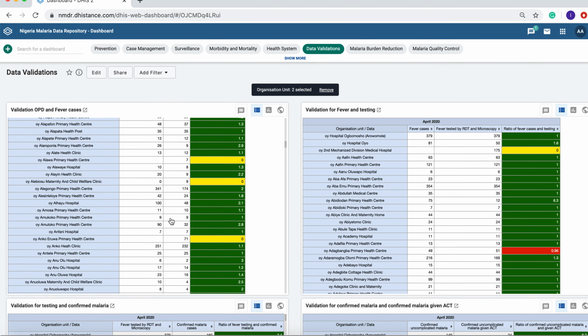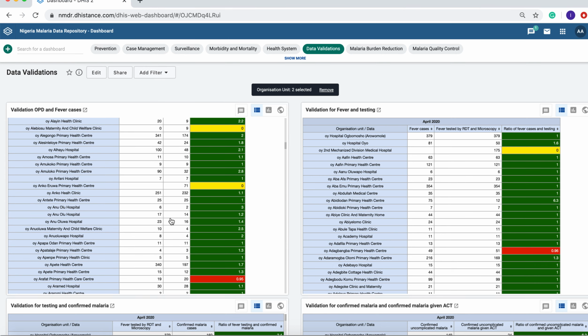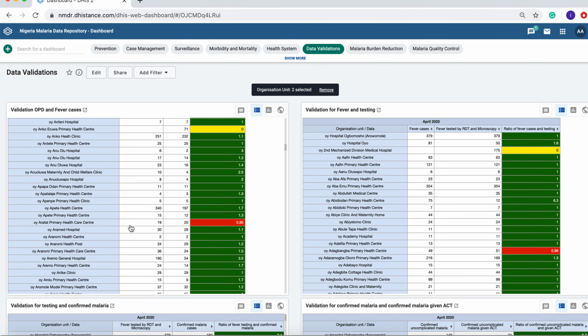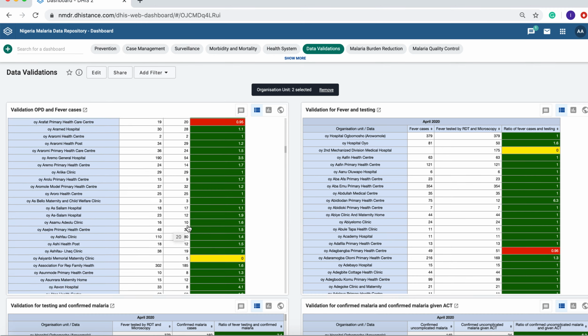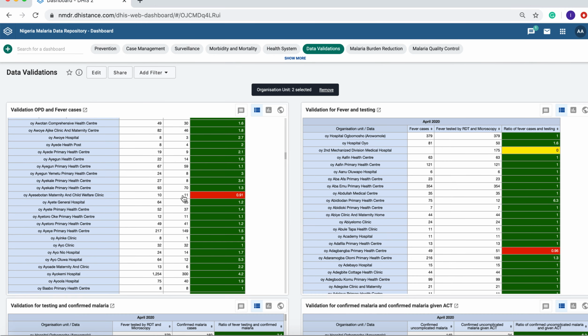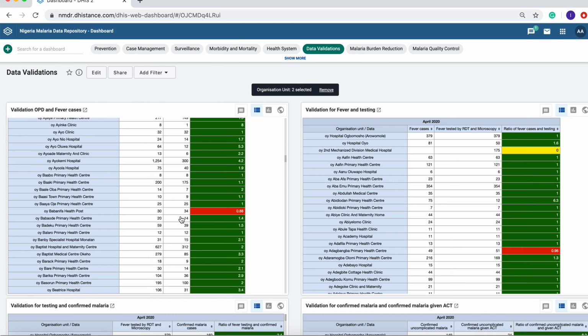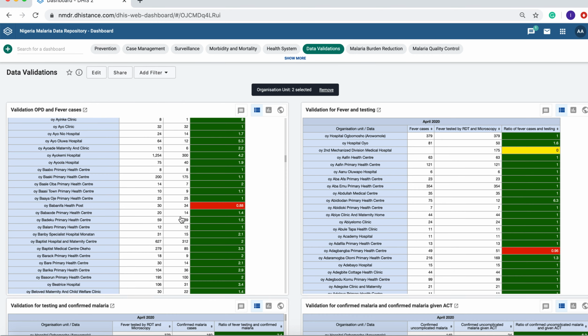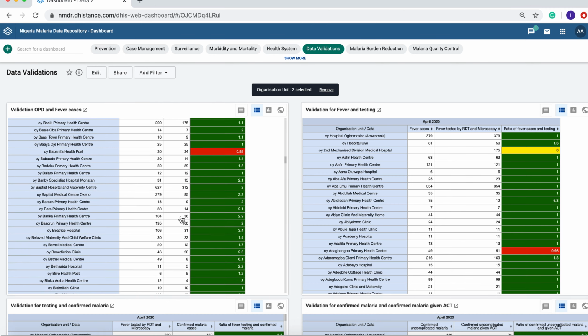So that's why you do have yellow. But then a classical example: you can say Arafat Primary Health Care Center. It means the fever cases exceed the OPD. You can see even if it's one, it will flag. And then you can also see the same thing in the maternity and child welfare clinic. Bani Health Post here too has 34 and 30.